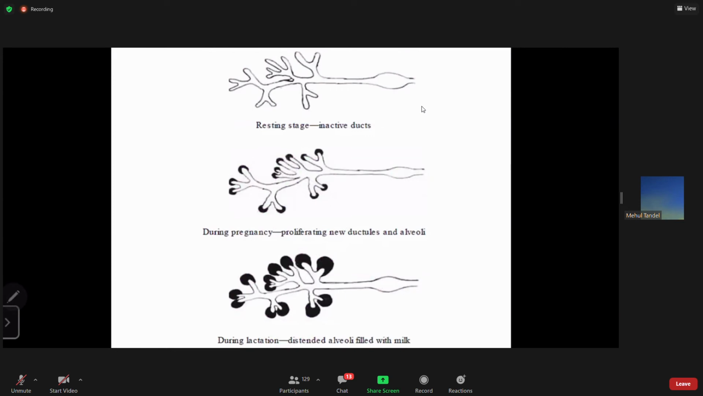Same thing, you can say the resting mammary gland has only the duct system, only ducts. During pregnancy there is branching of the ducts. You can see here solid masses are formed at each duct, but there are no proper alveoli. During pregnancy and lactation, all these solid masses are converted into alveoli. Clear? So that is about the various phases.